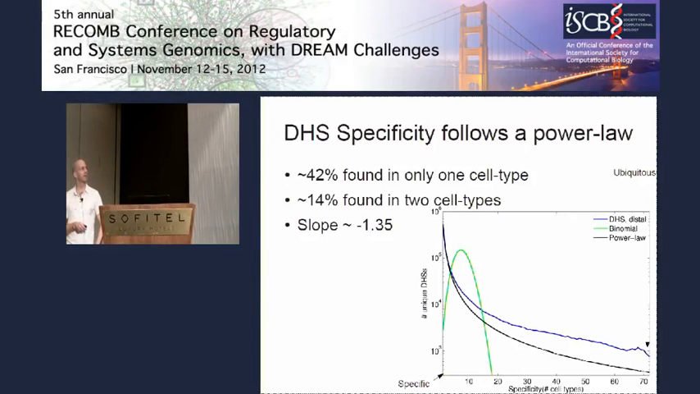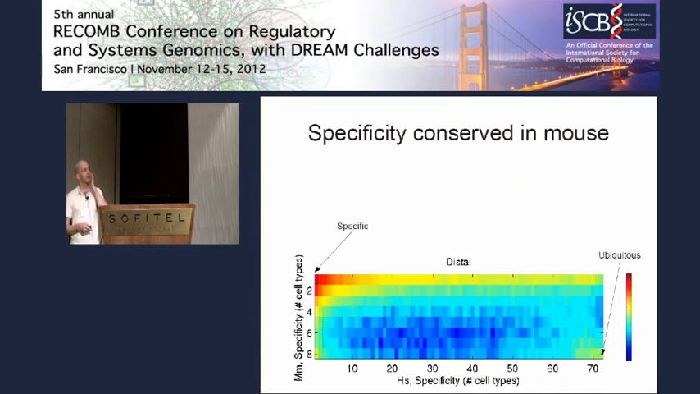A binomial distribution is what you'd expect if the probability of overlap between any 2 cell types was a constant. Instead, we find a much better fit to the black line, which represents a power law distribution with a slope of minus 1.35. So in addition to looking at lots of human cell types, ENCODE has also looked at DHSs in mouse cell types.